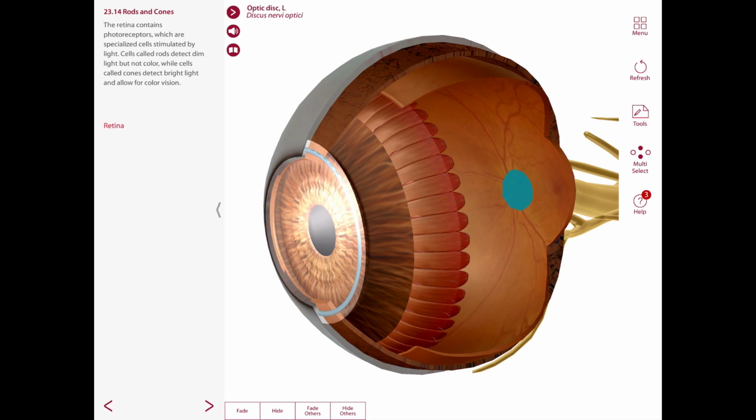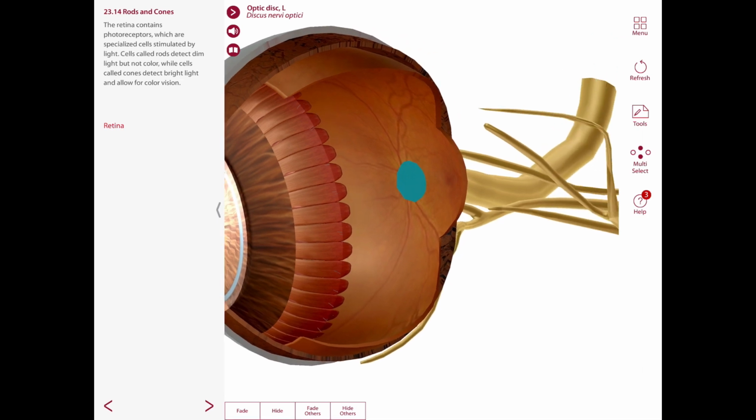Then there's also the optic disc, which is the area of the retina that marks the exit of the optic nerve, which is this nerve you see right here. And so it lacks photoreceptors and thereby forms the blind spot.